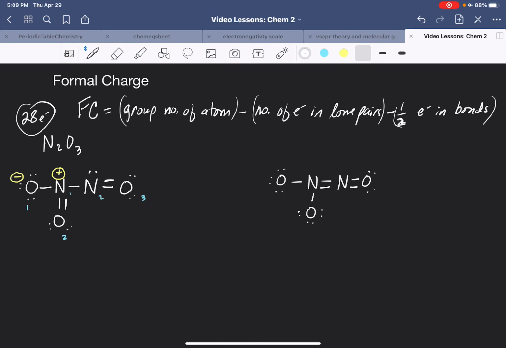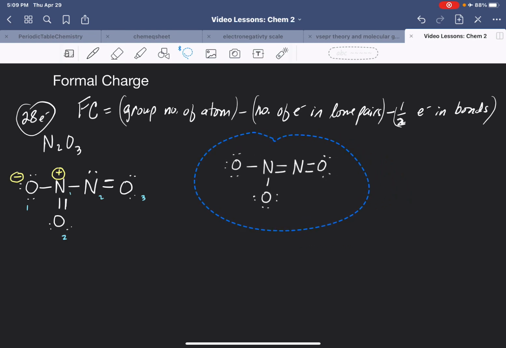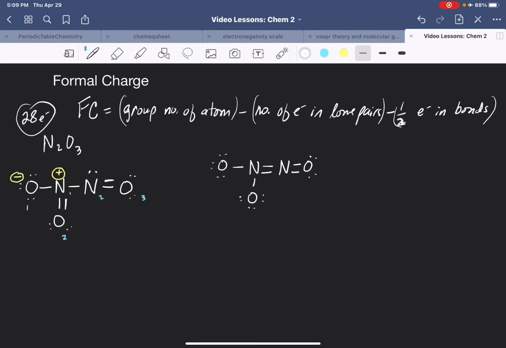So we know this works for rules 1, 2, and 3 as far as structuring it and getting the total number of electrons that we need, which is 28. So now what we would do is look at this molecule and do all this formal charge work. Formal charge on, let's go with oxygen 1, we'll assign this number 1, we'll assign this 2, we'll assign that 3.